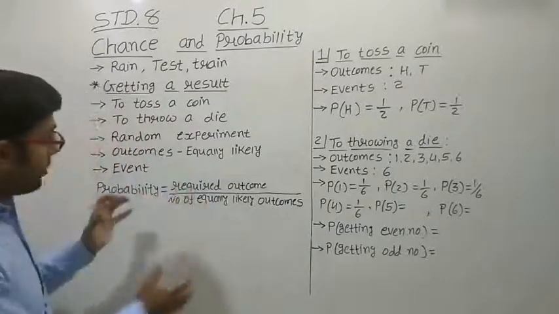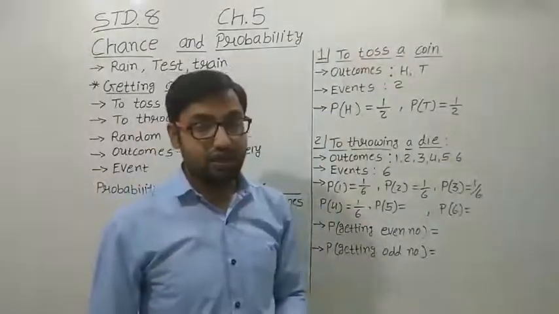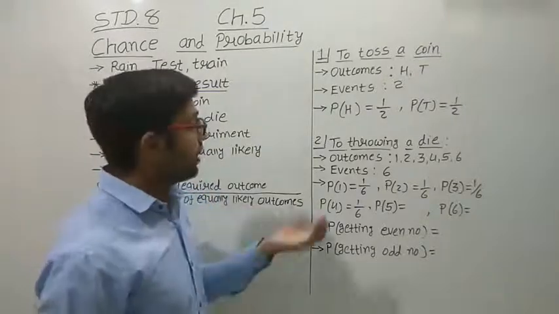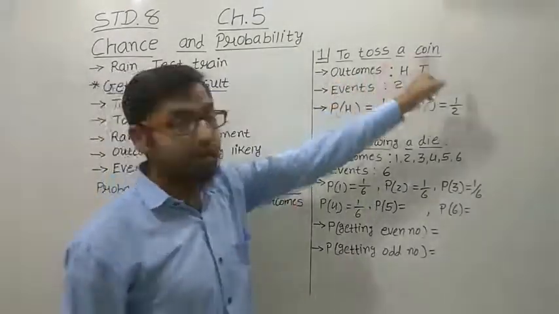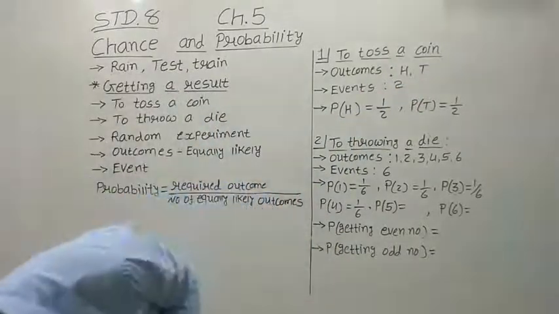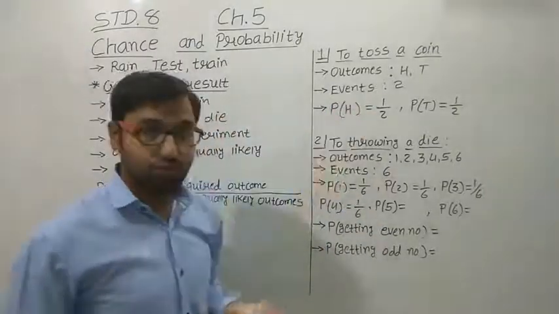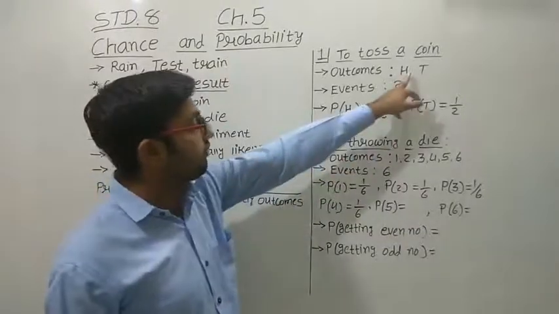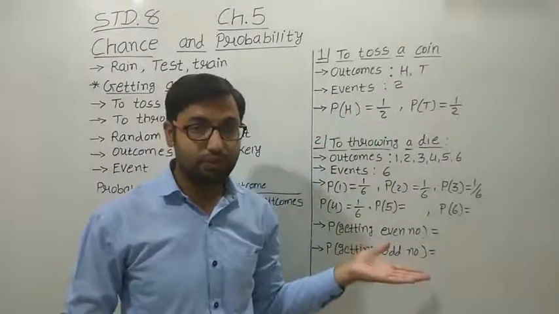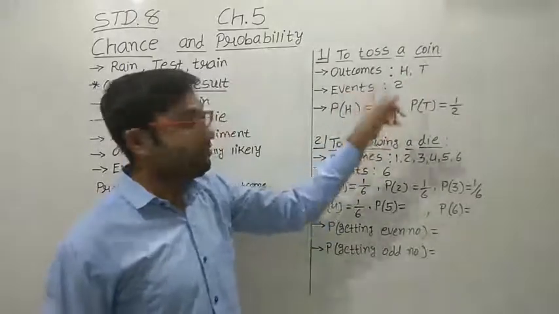Okay, let us understand all these things by taking two examples. The first example is to toss a coin. Tossing a coin is a random experiment. What are the possible outcomes? Either head or tail. Those are the two possible outcomes; no other outcome is possible. So the number of events is also two. One event is that we get the head, and the second event is that we get the tail. So the number of outcomes is 2, head and tail, and the number of events is also 2.